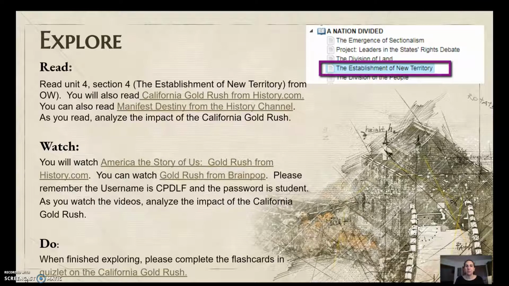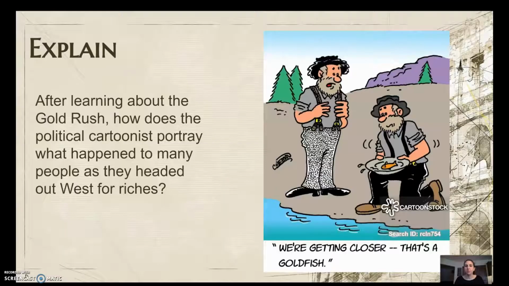Okay, so you're going to read Unit 4, Section 4 from Odyssey Ware. And you're also going to read the California Gold Rush from History.com and Manifest Destiny from the History Channel. As you read, analyze the impact of the California Gold Rush. And then you can watch America, The Story of Us, Gold Rush from History.com and Gold Rush from BrainPop. Please remember your username CPDLF and the password student. And as you watch the videos, you can analyze the impact of the California Gold Rush. And then there's some flashcards about the rush.